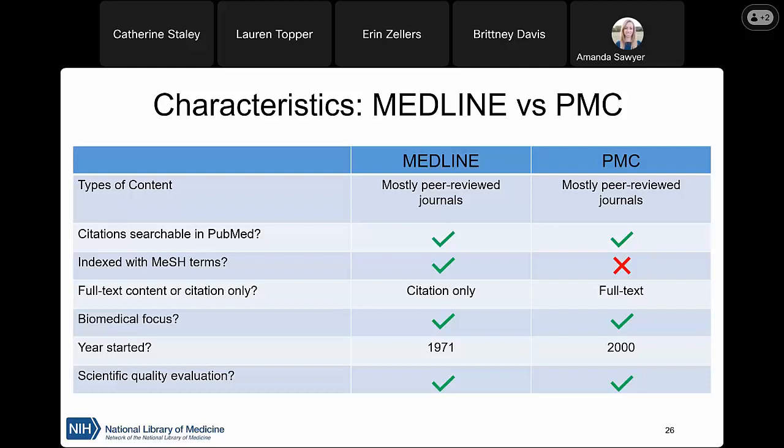Both databases are part of the NLM collection, and for that reason, journals in both must meet the requirements of the NLM collection covered in previous slides. This includes having a biomedical focus. As you saw on the timelines, Medline is a much older database, and for this reason, it makes up the majority of content in PubMed. And finally, both databases have rigorous scientific evaluation processes. In the next part of this presentation, I'll explain these two journal selection processes, highlighting where they overlap and where they diverge.